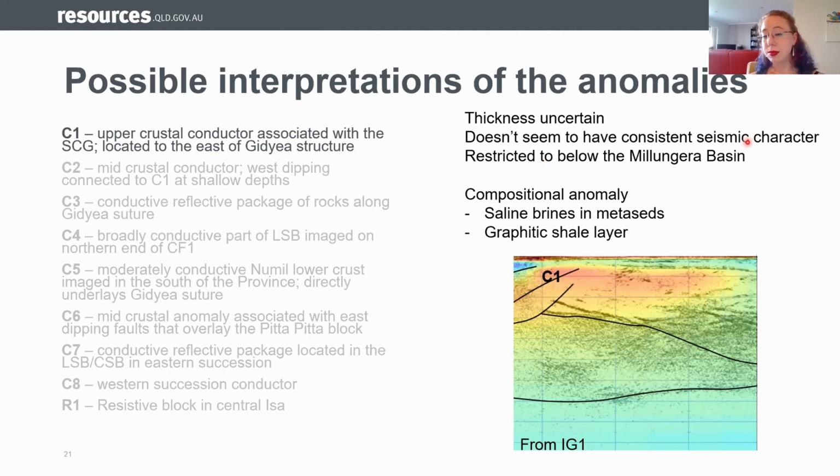Interestingly enough, it doesn't seem to have a consistent seismic character across the entire area, but it is definitely restricted to below the Malungra Basin. So because we're in the top 10 Ks, it could be some sort of saline brines in the metaseds, or it could be a graphitic shale layer somewhere in there. So both of those I would expect to be a lot narrower than this anomaly looks in the modelling so far.